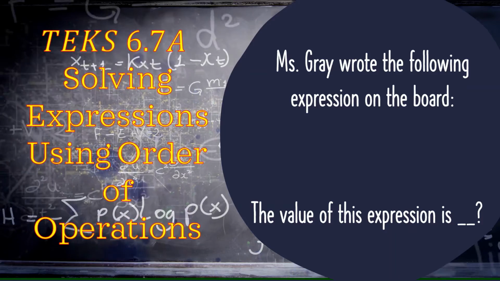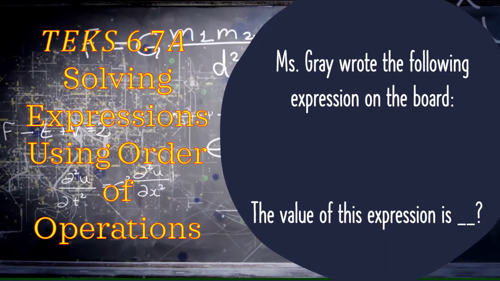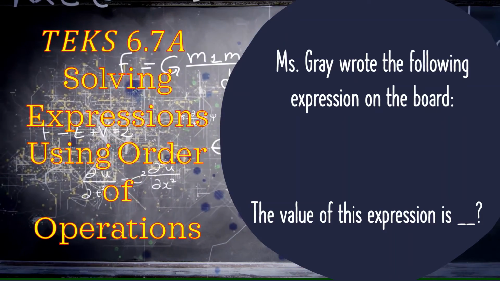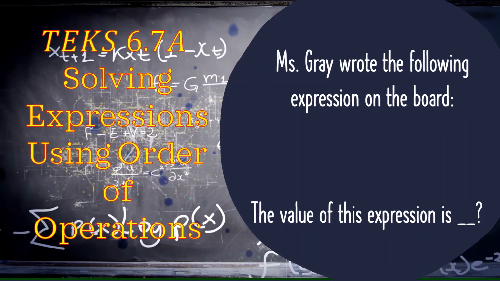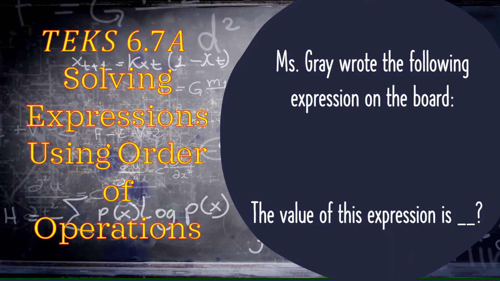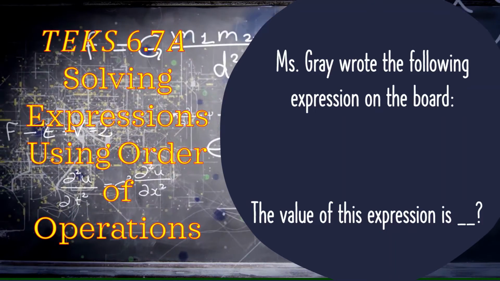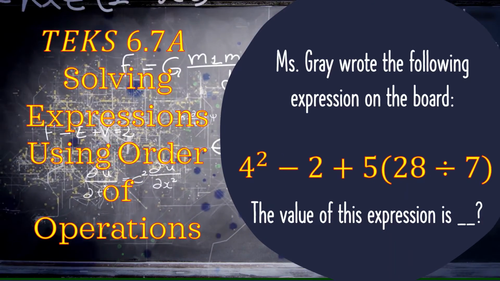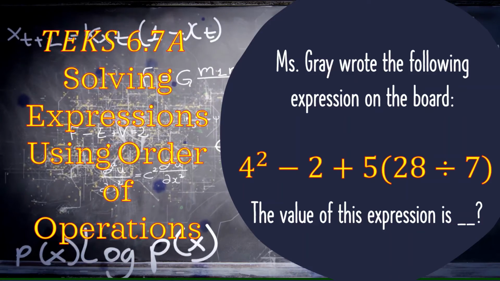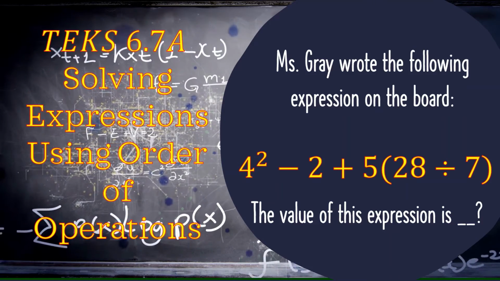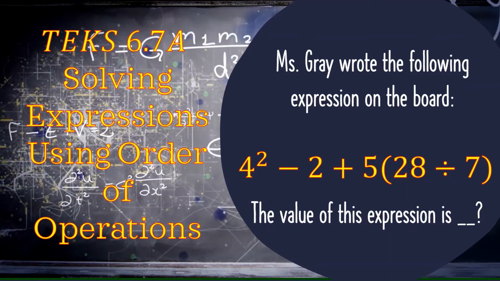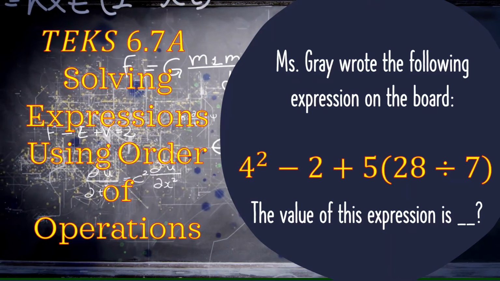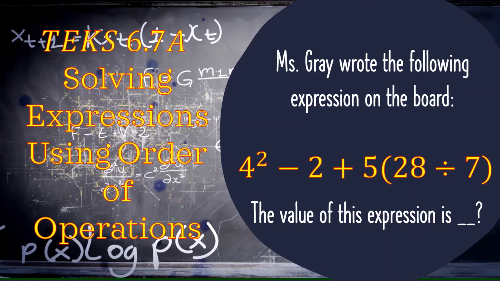Today we will be covering TEKS 6.7A, solving expressions using order of operations. Now the word problem for today is, Ms. Gray wrote the following expression on the board. 4 squared minus 2 plus 5, open parentheses, 28 divided by 7, close parentheses. Our job is to find the value of this expression.